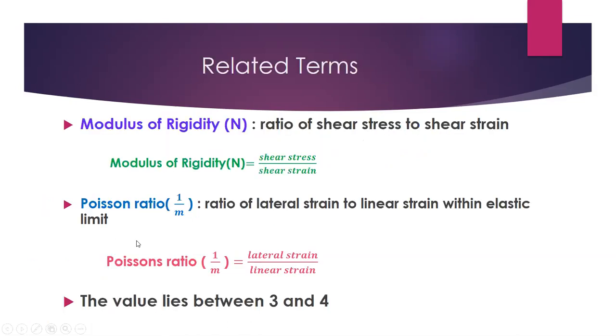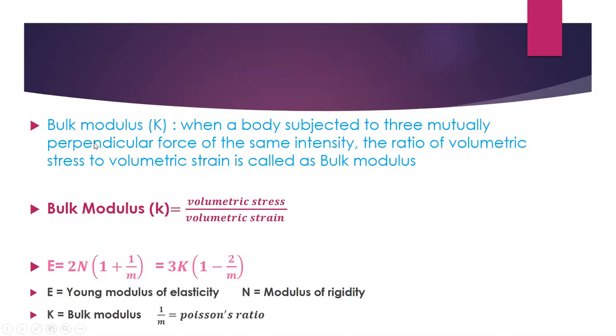Okay, we have discussed this. Modulus of rigidity is shear stress divided by shear strain. Poisson ratio is lateral strain divided by linear strain. And then bulk modulus is equal to volumetric stress divided by volumetric strain. There is one equation, not much important, but you have to just understand.